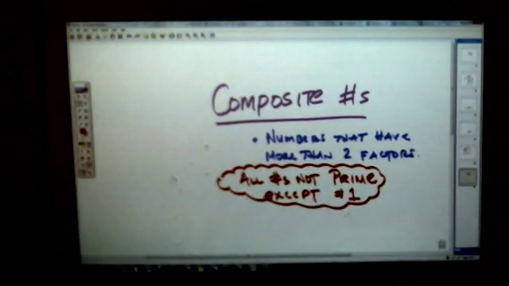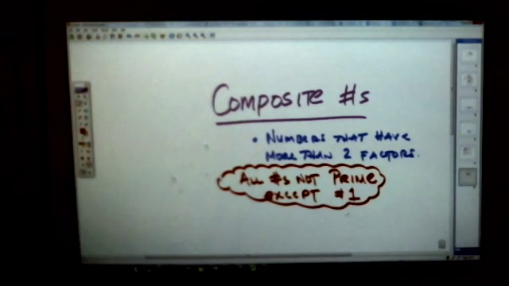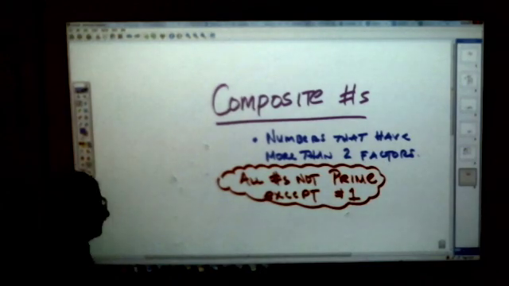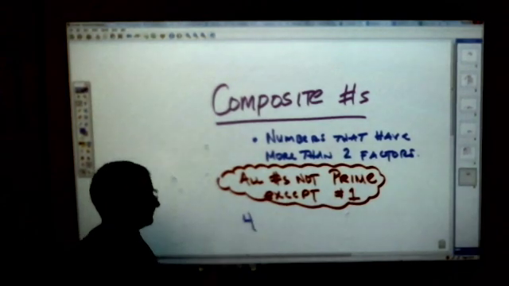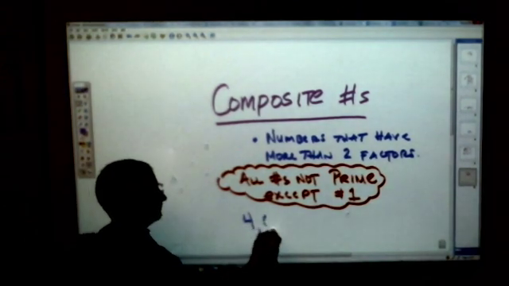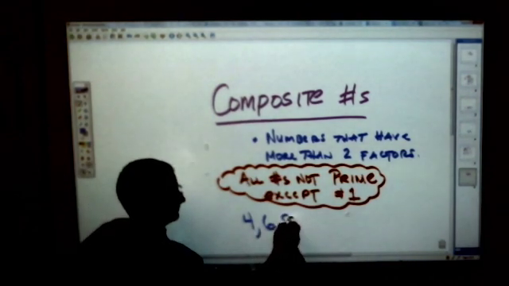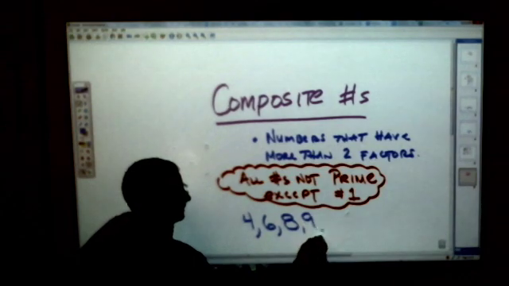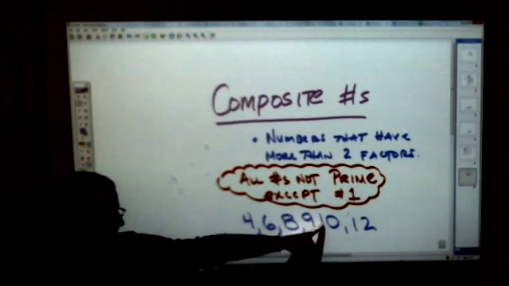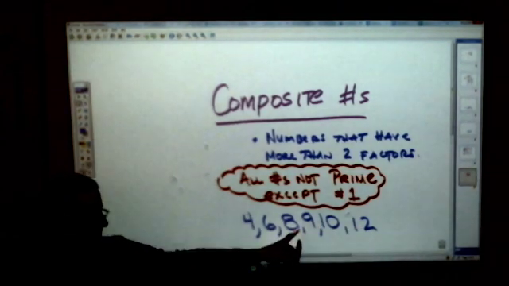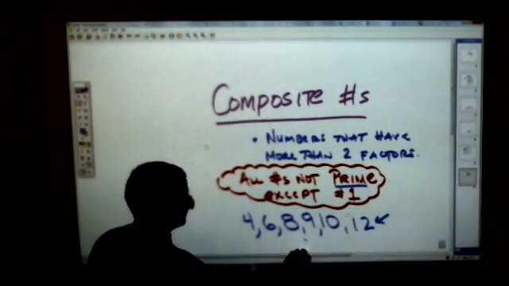So if we went back to our list that we showed before, if we were looking at the first few composite numbers, the first composite number we run across is 4, right? Because 2 times 2 is 4. And then we have 6, 8, 9, 10 and 12, because 2 times 5 is 10, 3 times 4, 3 times 3. Any number that is not prime is going to be composite.